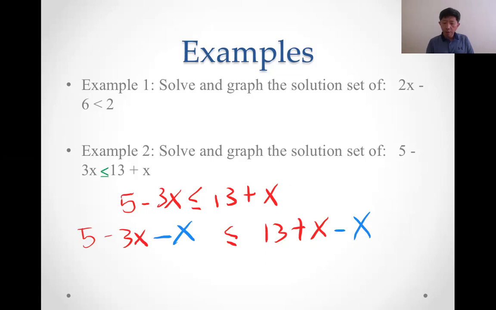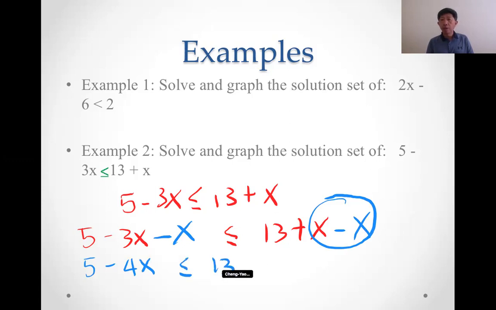So here we can cancel this, make it 0. We have 5 minus 3x minus x, which is equal to 5 minus 4x, and 13 plus x minus x is 13. So we're taking care of the x. Now next, I'm going to take care of the numbers. What should we do?